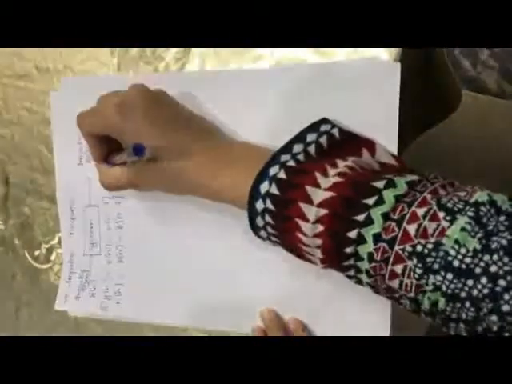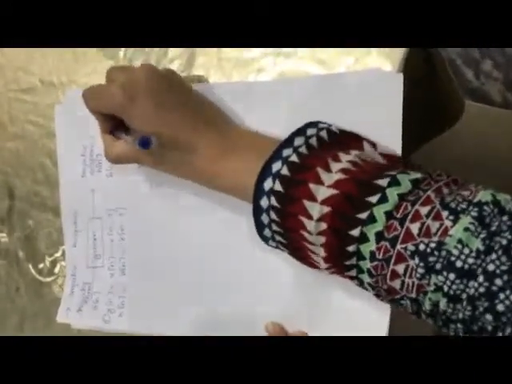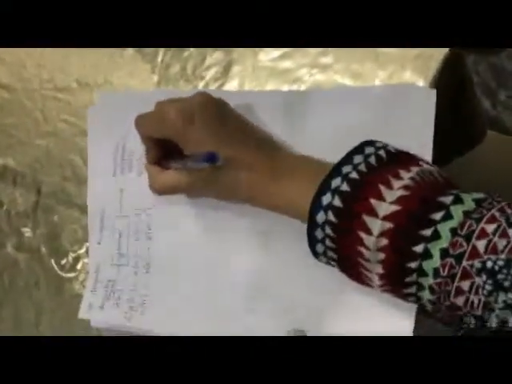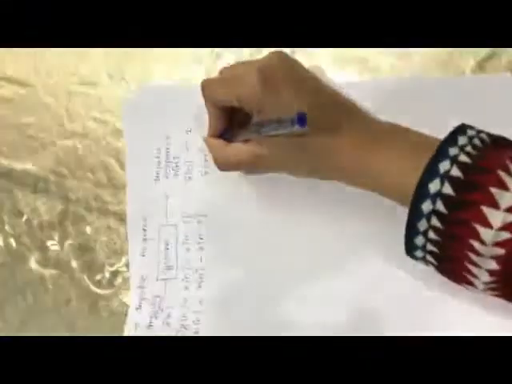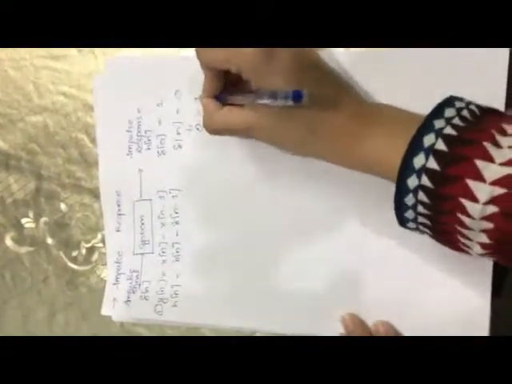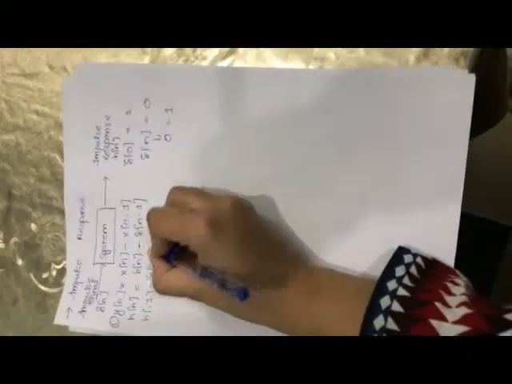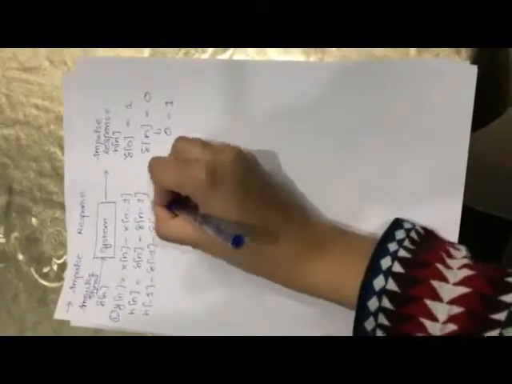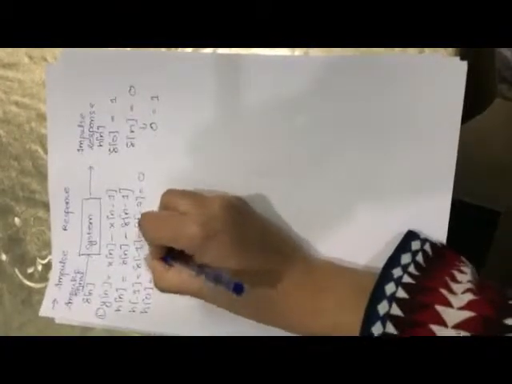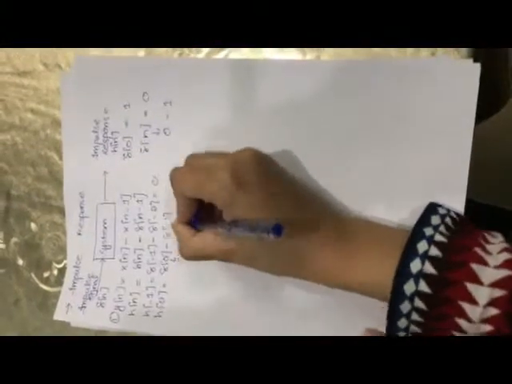And here remember one thing, delta of 0 is equal to 1 and otherwise delta is 0. Only when n is 0 it is 1. So starting from minus 1, h of minus 1 is delta of minus 1 minus delta of minus 2, which is equal to 0. h of 0 is delta of 0 minus delta of minus 1, this is 1 minus 0, which is 1.